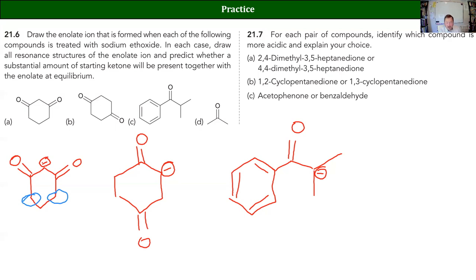If it's a gamma diketone, like B, there's not really any resonance stabilization that you're going to have, right? Those ketones, those carbonyls, are too far apart to see any sort of resonance stabilization. And all of the alpha carbons are identical to each other. There's not one of them that is more stable than any of the others if we deprotonate it, and you're going to make the same product no matter which of them you deprotonate. So we pick one and draw it with the negative charge.